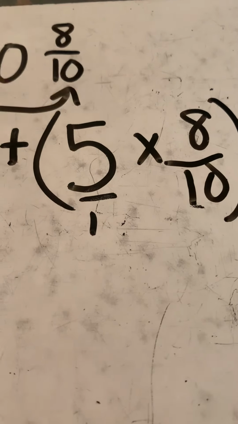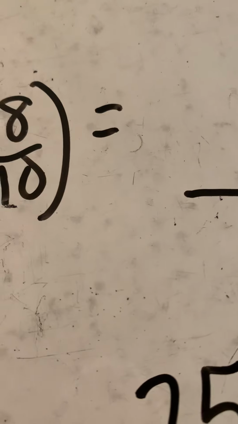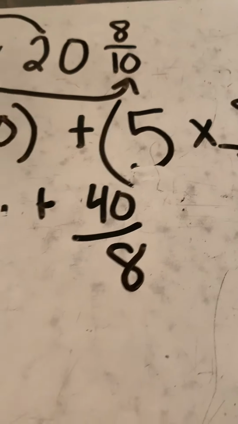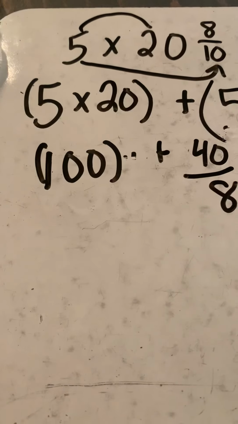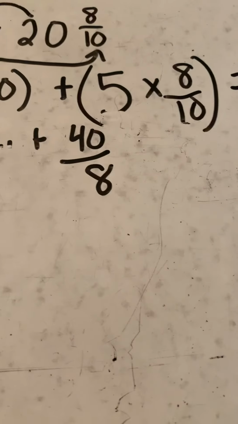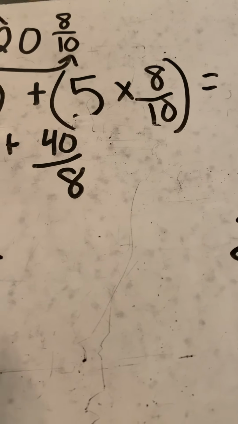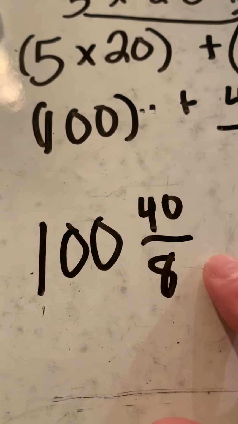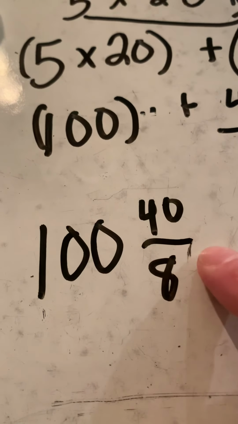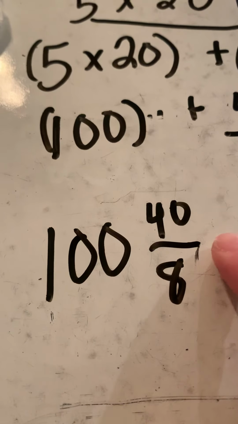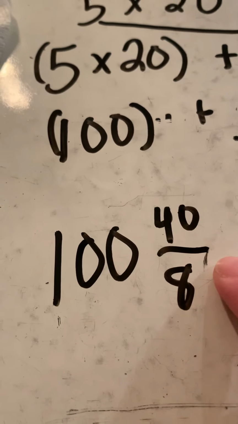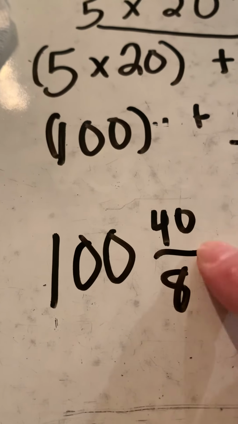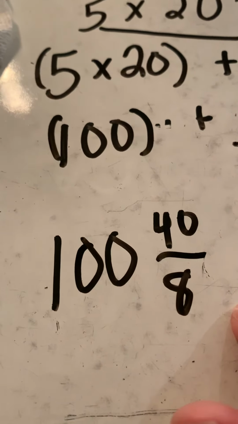So we do 5 times 8, which is 40. And my denominator stays the same. So it's 40/10. Okay? Now, technically, this is not wrong. However, we need to think, this is an improper fraction, a fraction more than 1. So we need to do something, right? To make this a mixed number.